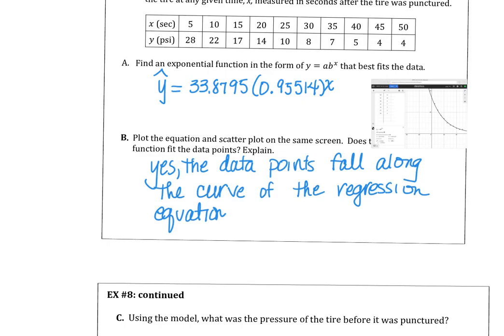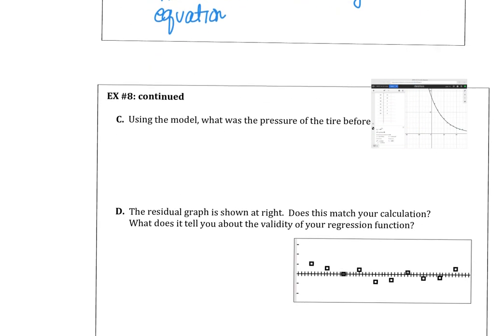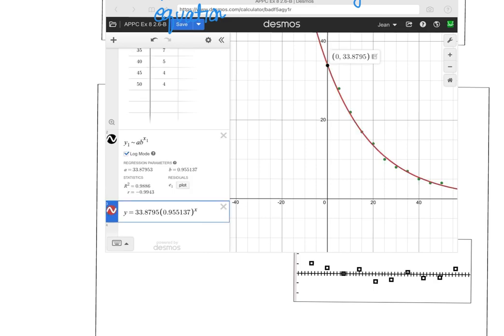Now going on to part C, can we use the model? We want to know what the pressure of the tire was before it was punctured. So let's take a look at that using that model. Using the model, it looks like the pressure was 33.8795 at the time that it was punctured, or about 34 psi.